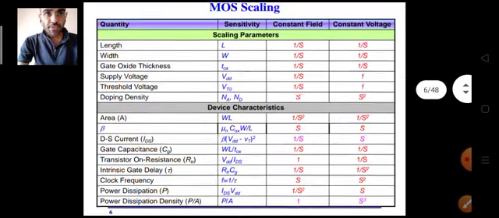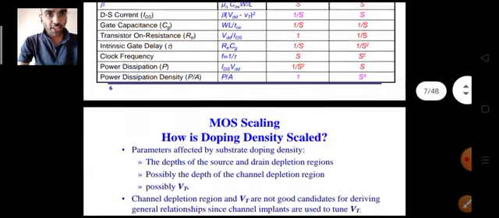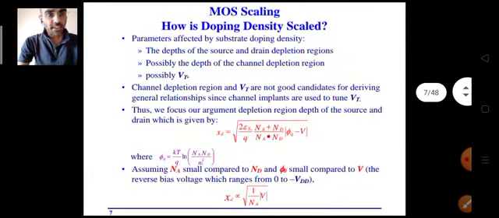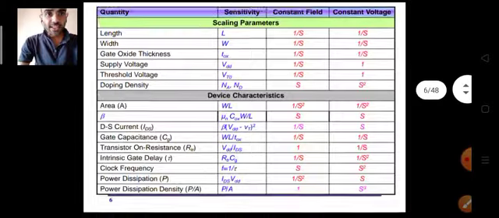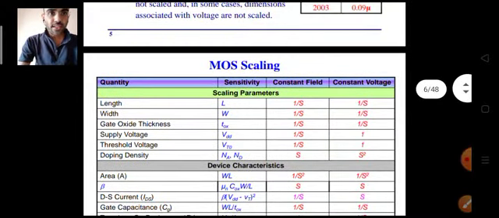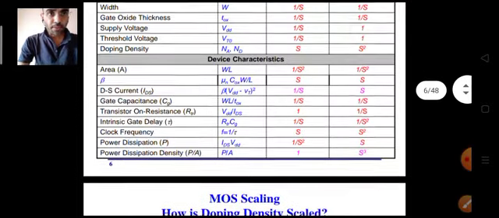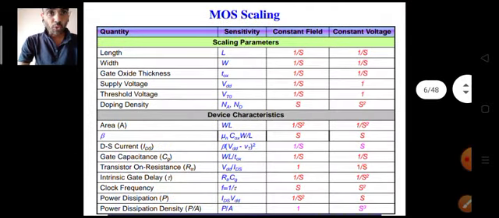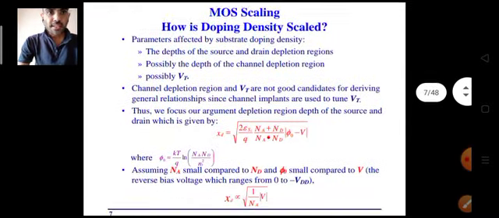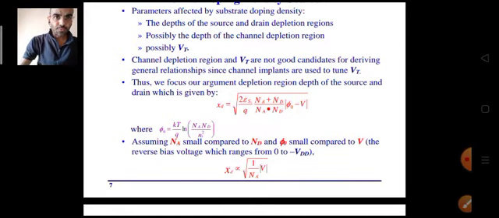So from the previous table, one thing, this doping density, was remaining. So let's try to understand why this s and s square is coming in the table for doping density. We'll see this here because it is easy to understand it from the formula.